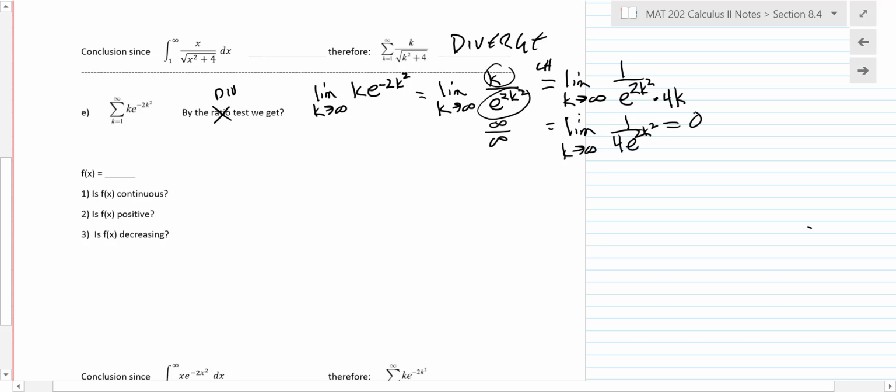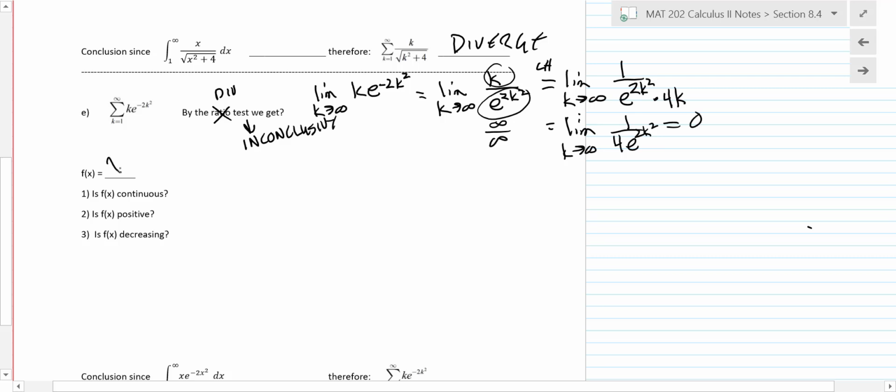All right, so what that would mean for the divergence test is that it's inconclusive. So we don't know whether it diverges or converges. Anytime the limit of the sequence is 0, the divergence test isn't going to give you a conclusion. So we do have to do the integral test on this. So let's verify that it's applicable.